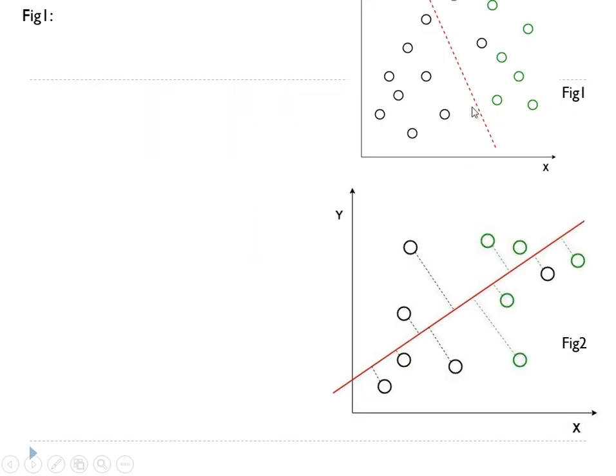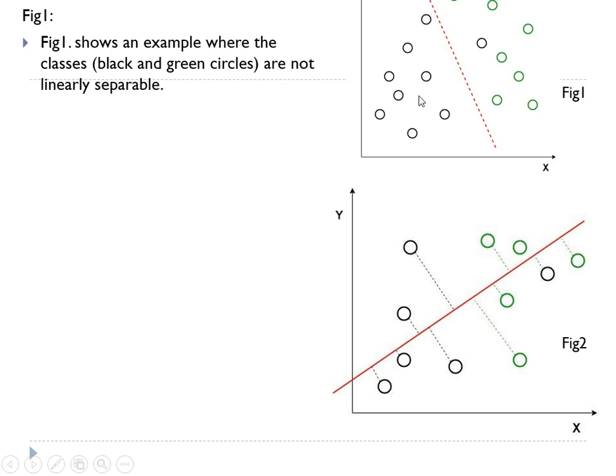Now coming to this diagram, what you see in this figure is two different classes, black circles and green circles. When you try to separate these two sets of data points, however I draw this dotted line, I'm not really able to separate them. If I draw here, I still have one black circle here. If I try to draw like this, I still have a black circle here. If I draw a line like this, I'm not really able to separate the black circles from the green circles. So in figure 1, we are seeing that it is not linearly separable.